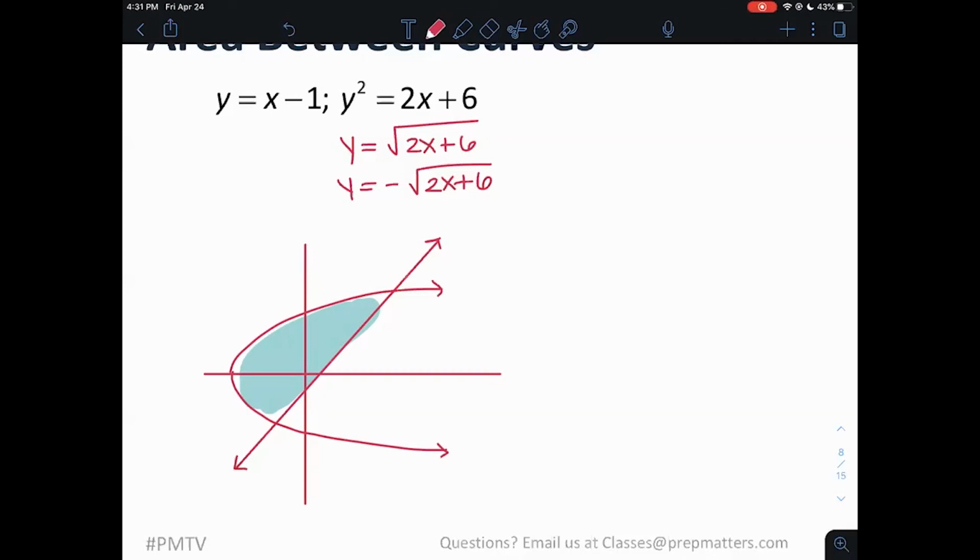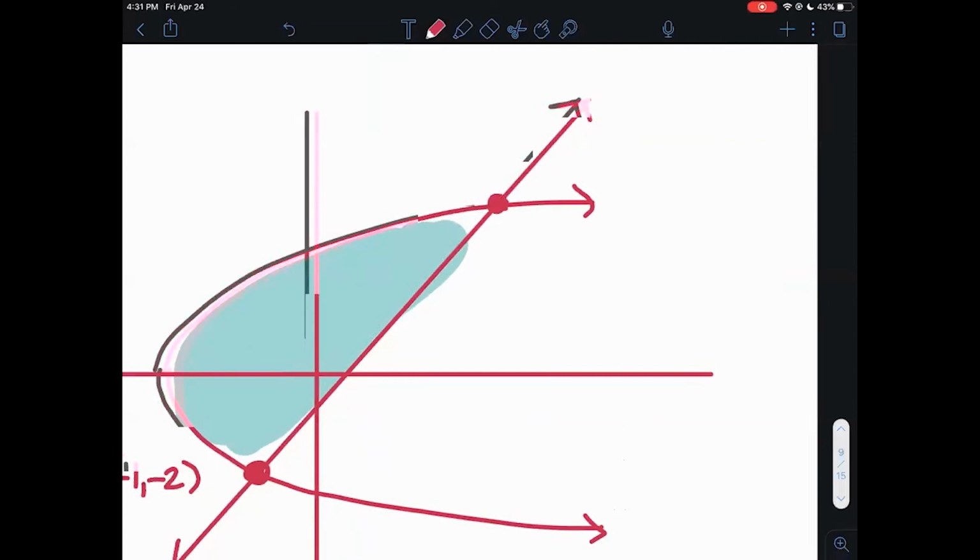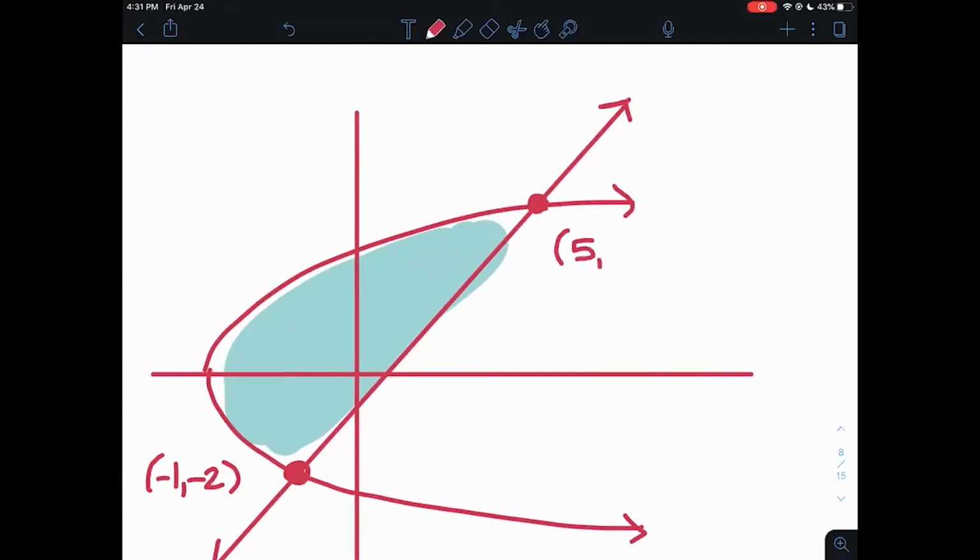Before I do anything though, I do want to get these points of intersection so that we have some numbers to work with. You can do this on a calculator. You can do this using systems of equations. Up to you. That's some nice, beautiful, fun algebra. When we do that, we end up with this point right here being (-1, -2), and this point up here as (5, 4).